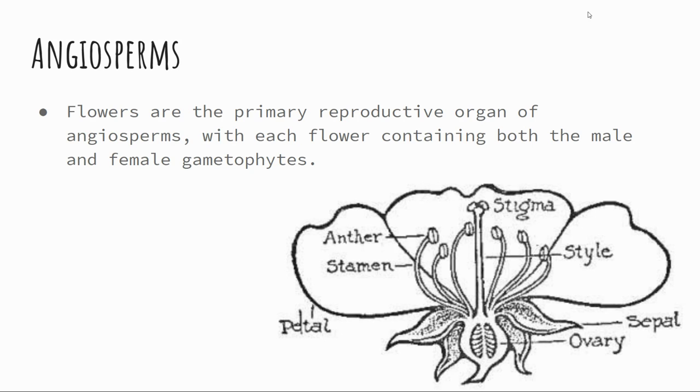Flowers are the primary reproductive organ of angiosperms, with each flower containing both the male and female gametophytes within the same flower.